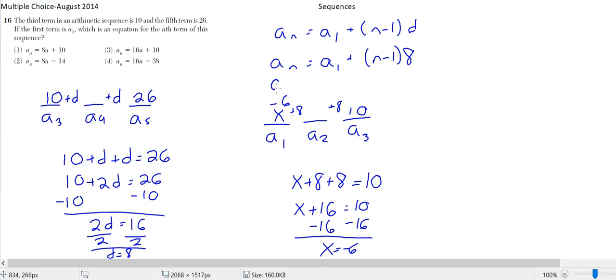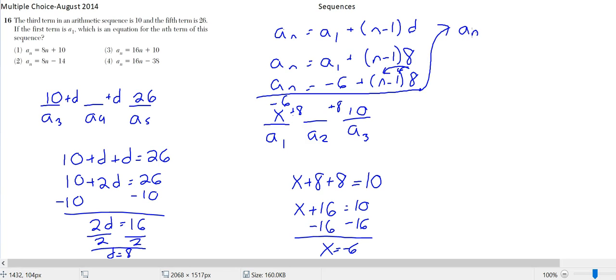Let's fill that in. A sub n is equal to a sub 1, which is negative 6, plus n minus 1 times 8. And let's simplify this. We could simplify this by distributing the 8. And now a sub n is equal to negative 6 plus n times 8 is 8n. 8 times negative 1 is negative 8. A sub n is equal to 8n minus 6 minus 8 is minus 14. And this is choice 2.